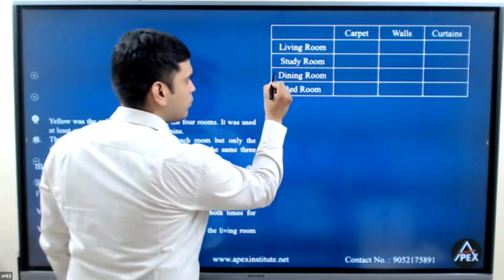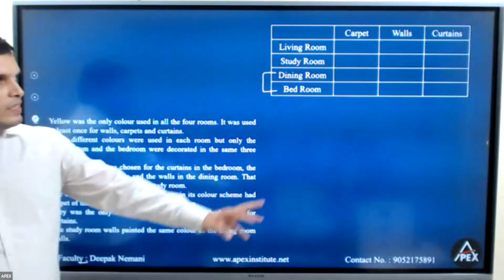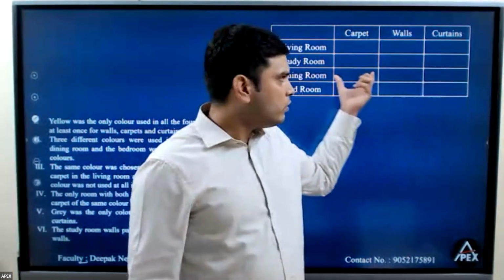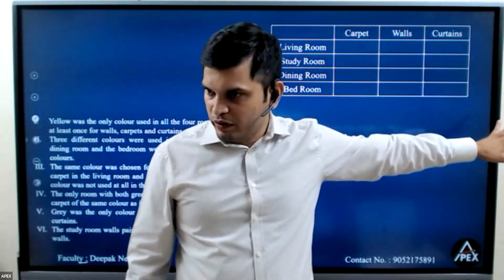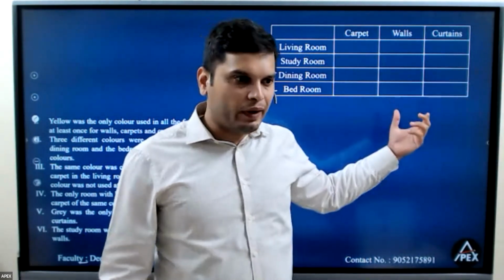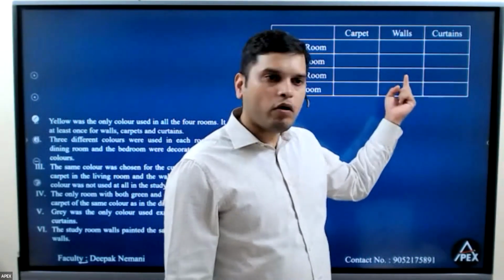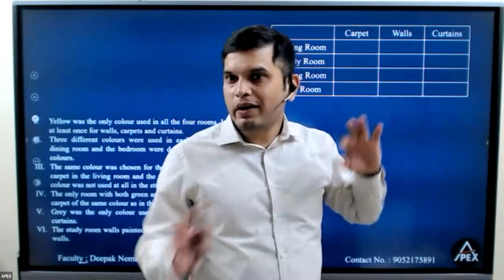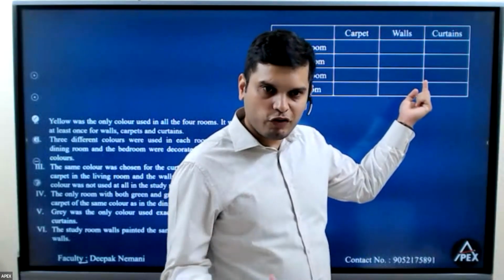Okay. So the combinations might be different. For example, if yellow is here, yellow can be here as well. The order will not be the same, but the triplet will. So if you have green, orange and yellow, you will have green, orange and yellow here as well, but in a different order. For example, if yellow is for curtains here, yellow can be for walls here.